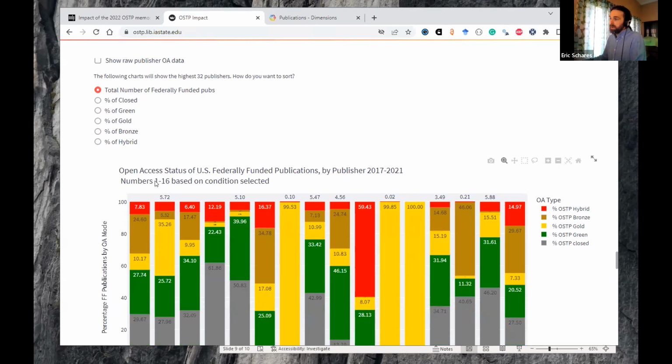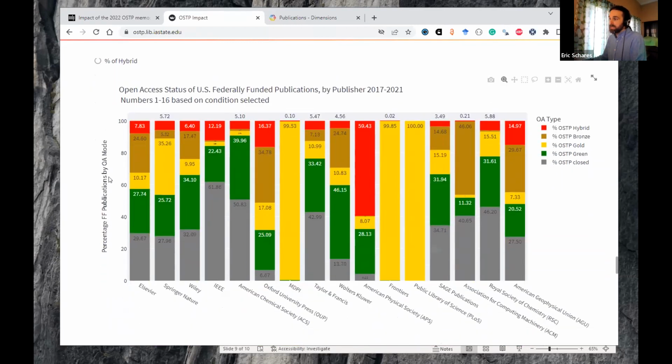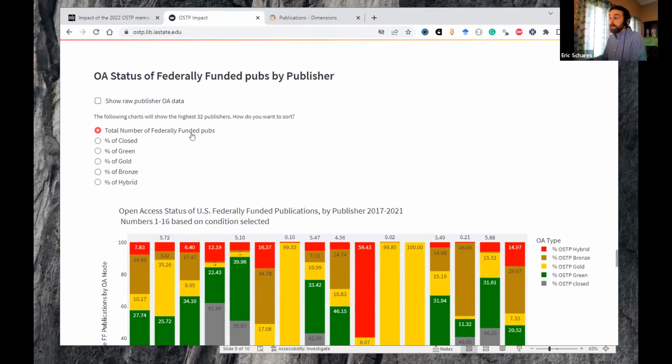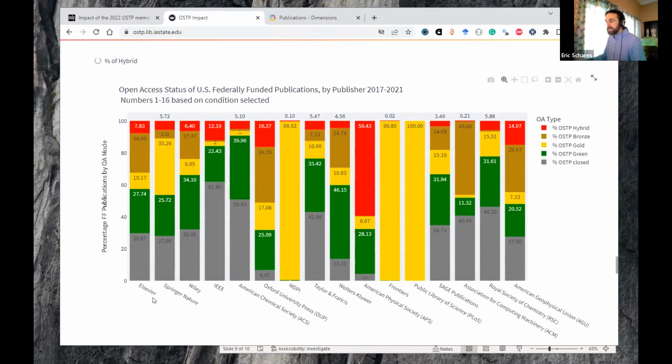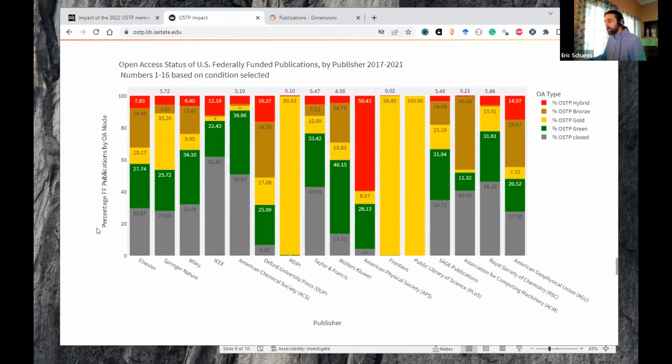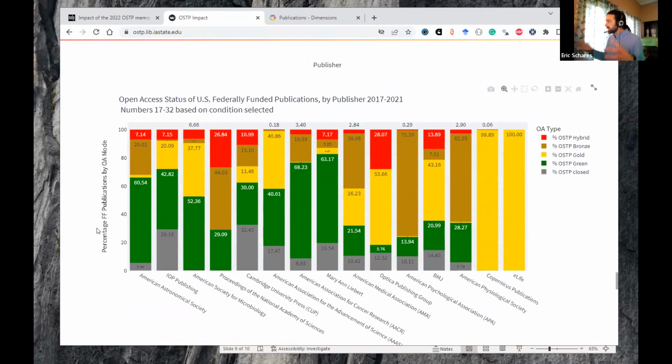So I've got numbers rank 1 through 16 of whatever you selected. So in this case, we're going to do the total number of federally funded publications. So if you remember way back at the top, the publisher graph, start at the top vertically and work your way down. That's what I'm going to look at. Who has the most federally funded publications? Ranks number 1 through 16. So Elsevier, Springer, Wiley, and so on. And then below that will be ranks 17 through 32. So I'm going to give you the top 32 of whatever method of sorting you're interested in.